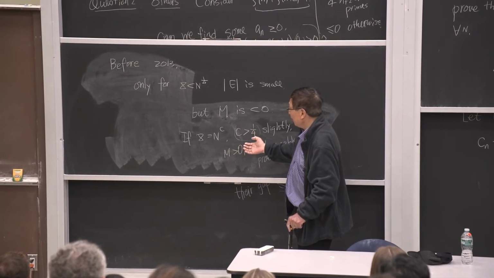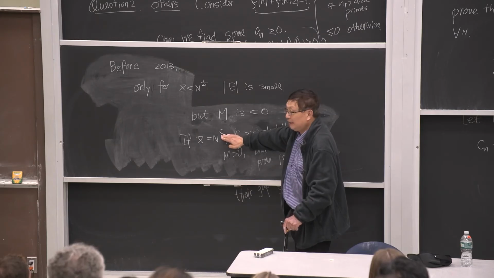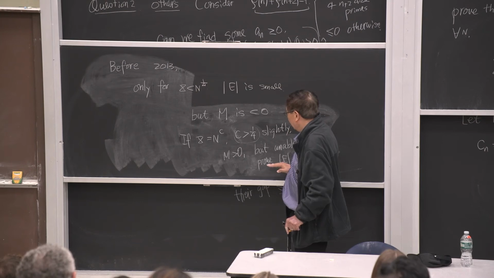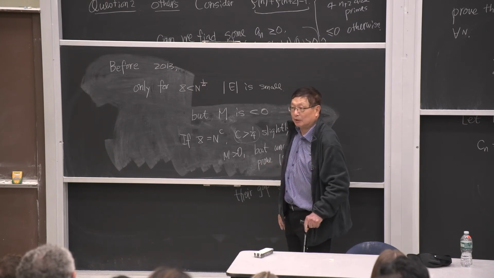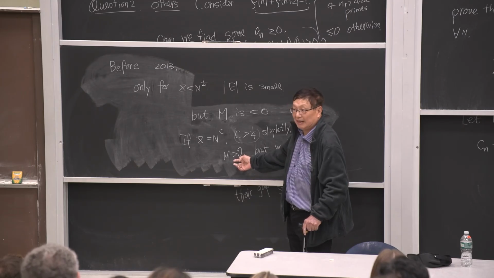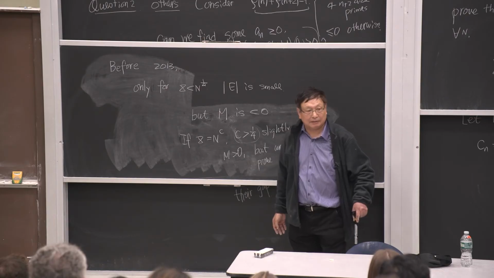My major breakthrough is that I prove it for some C greater than 1/4. Still, we can handle the error term. Then in that case, the main term is also very nice. We can prove it. Thank you.